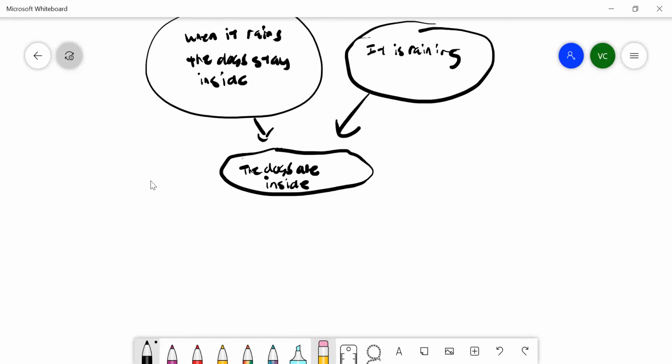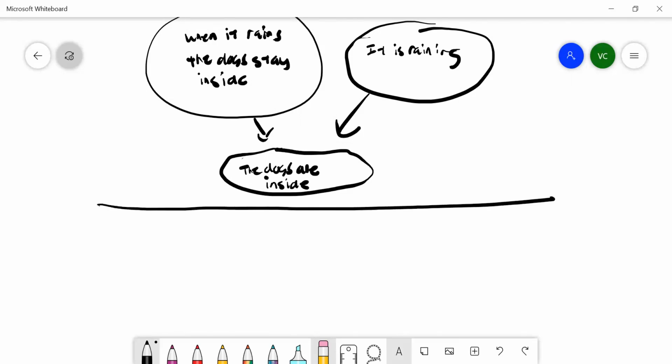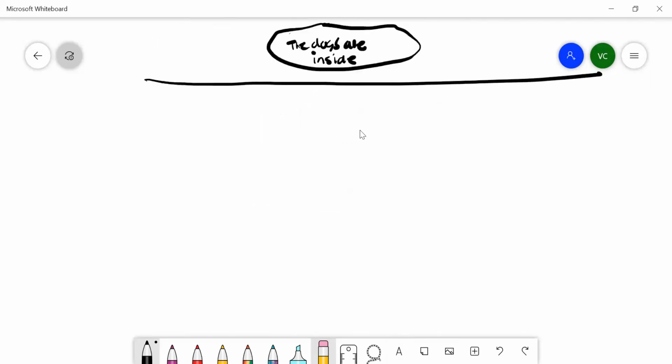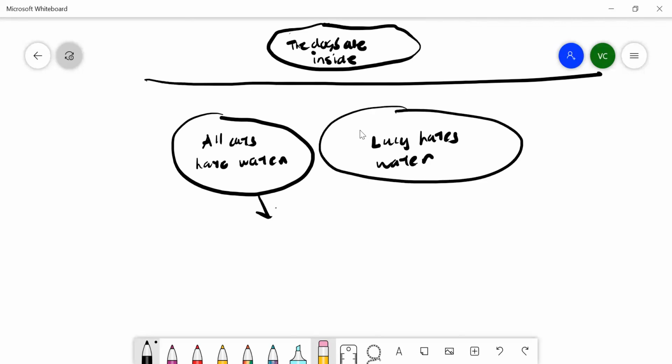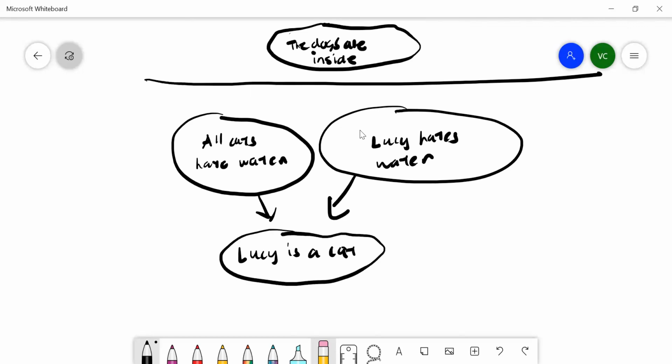Okay, let's do one last one. All right, let's say that we have all cats hate water. Now, that's not really true, right? Some cats do like water, but they're rare. But in our example, we'll say all cats hate water, and that's our fact. And then we say, Lucy hates water. Does that lead to the conclusion that Lucy is a cat? Pause the video and think about if you agree with that or not. And if you don't, how would you fix it?